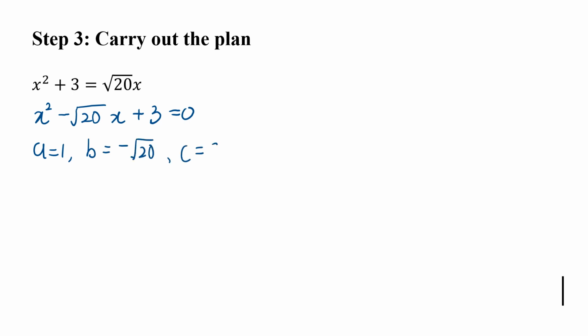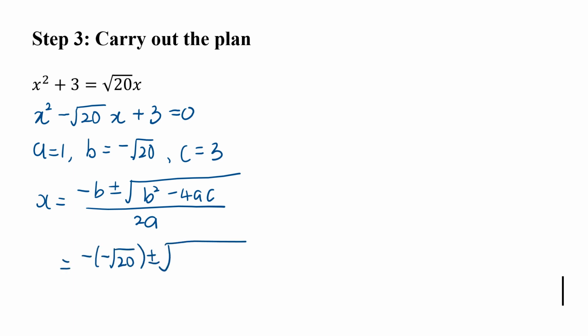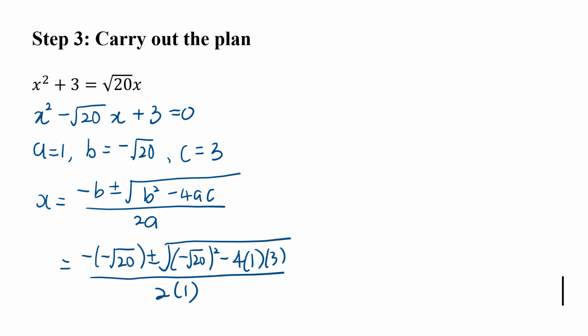All right, so step 3 is carry out the plan. Usually step 1 and step 2 are more difficult, understanding the problem and thinking of a plan. But once you have the plan ready, you can just carry it out. And of course, the plan here is to apply the quadratic formula to solve the quadratic equation. Before we do that, we need to do some rearrangement. We need to arrange it in the form ax squared plus bx plus c equals 0. Then you write down the values of a, b and c, substitute into your quadratic formula, and simplify it.